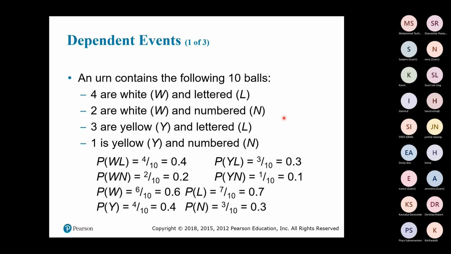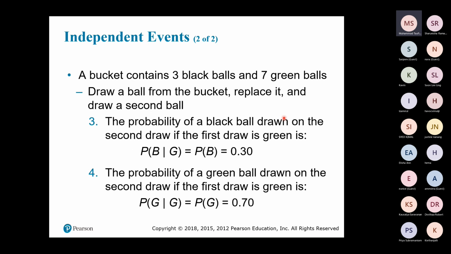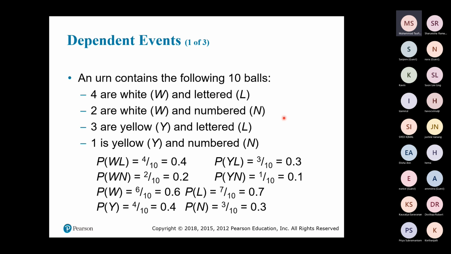So that is an independent event. Independent event means the first event will not affect the second event, like drawing the ball here. The first try will not influence the result in the second try. That's why the probability of the first try and the second try is similar. So that is an independent event.